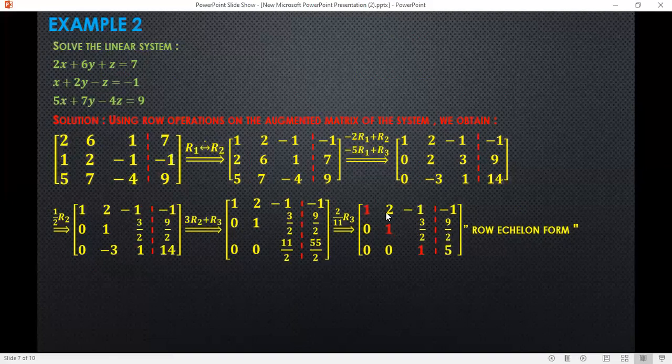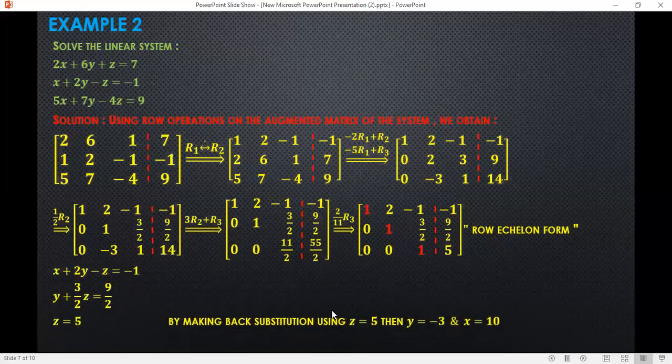and x plus 2y minus z is equal to -1. Okay, and by making back substitution, then we get x equals 10. If I plug in 5 here, then 3 times 5 is 15 over 2, so y plus 15 over 2 equals 9 over 2. By moving 15 over 2 to the other side, then 9 minus 15, which is equal to -6 over 2, -3, then y equals -3.